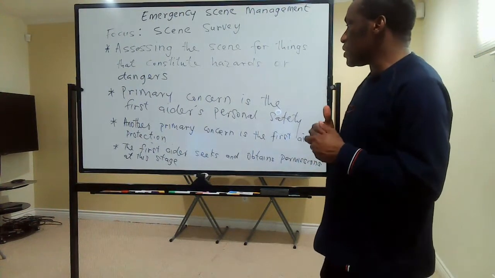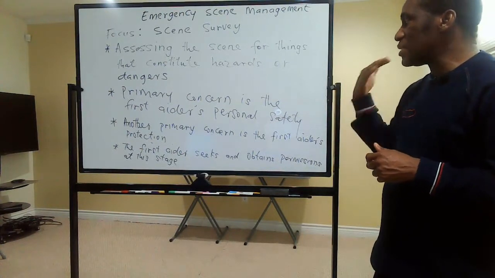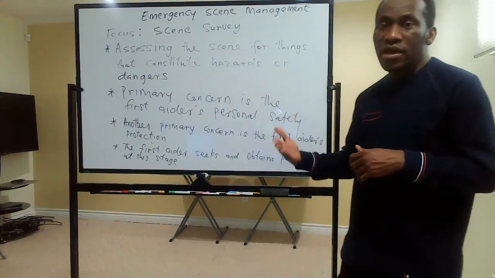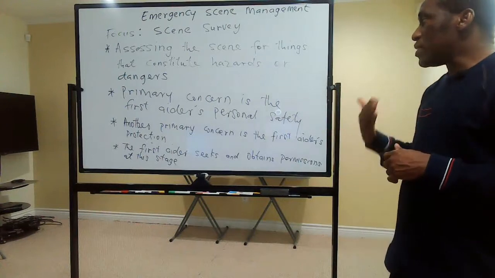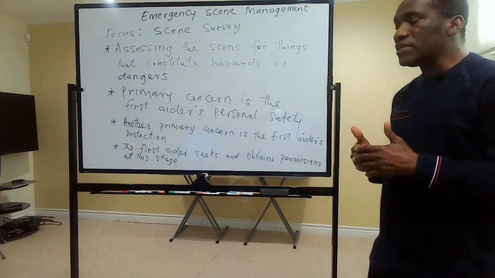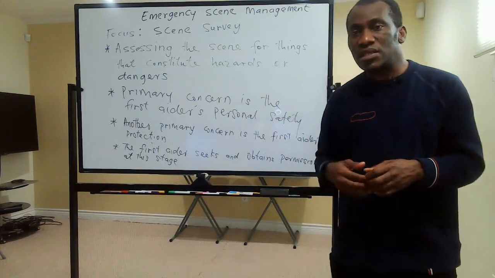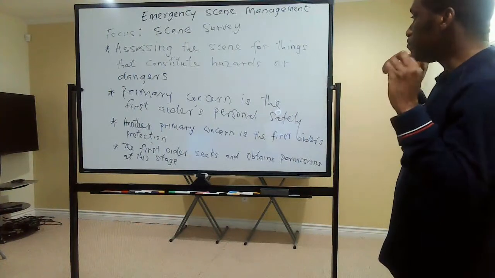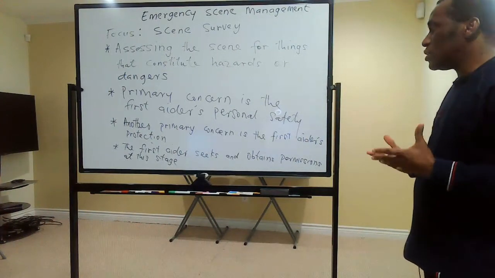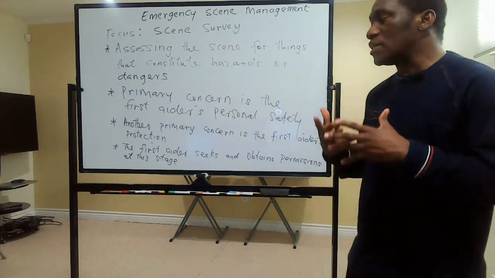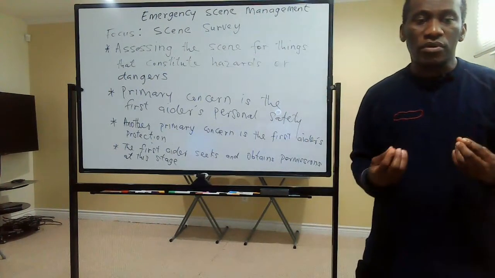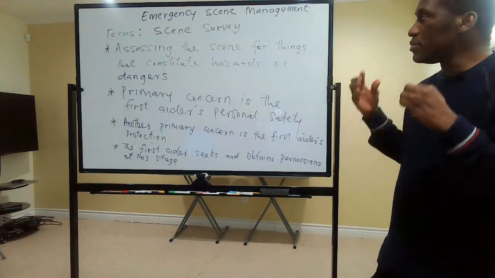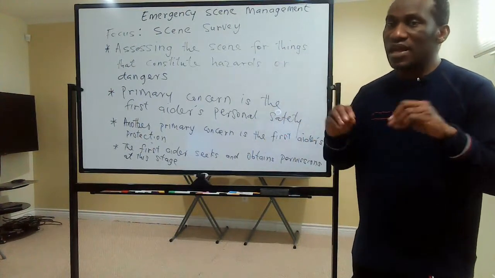The primary concern is the first aider's personal safety. The first aider is the person who is trying to help the person in need. So the first aider's personal safety is the primary reason why you do scene survey. Another primary concern is the first aider's protection. Protection is different from safety. They are related, but they are different.